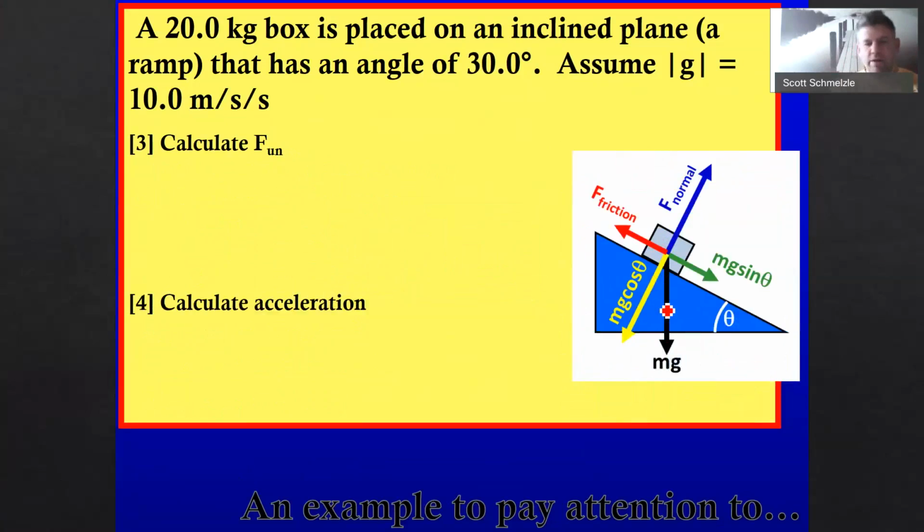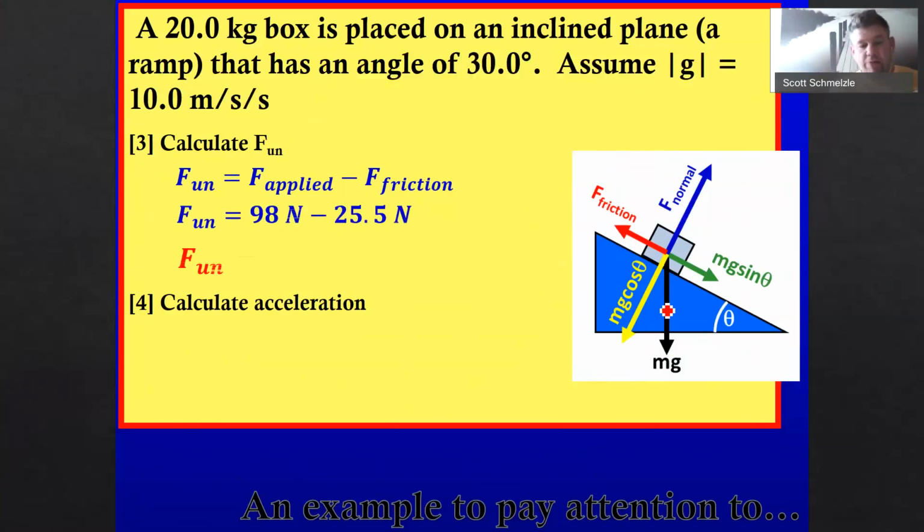So we then want to calculate the F_un. Well, here we go back to our big equation that we've talked about so much. F_un is equal to the applied minus the force of friction, right? So it's 98 minus 25.5. We know there's going to be movement. In this case, it's 72.5 newtons of actual movement. That's our force moving down.